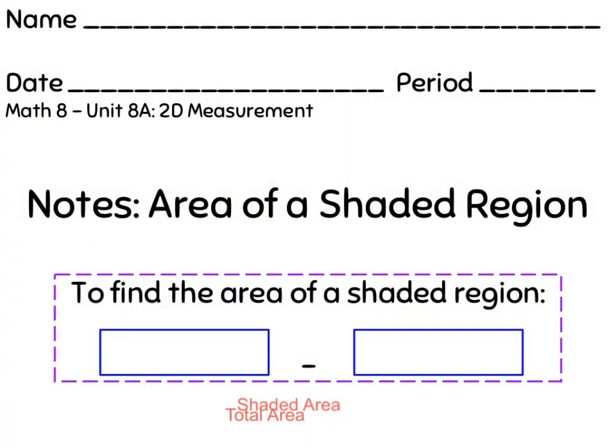Now we're going to talk about finding the area of a shaded region. Sometimes problems are going to have parts shaded and parts unshaded, and they want you to find just the area of the shaded region or just the area of the unshaded region. So in order to find the area of the shaded region, you take the total area minus the unshaded area that's there. Let's take a look at the first example.